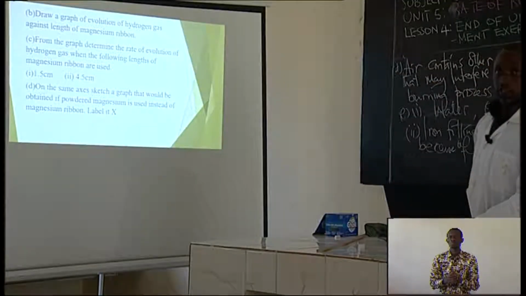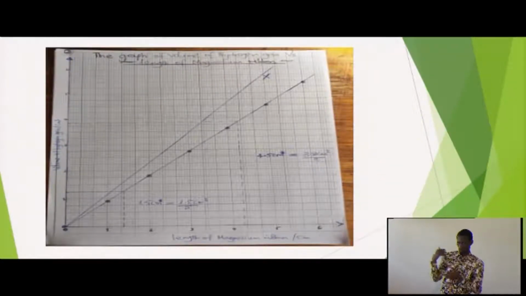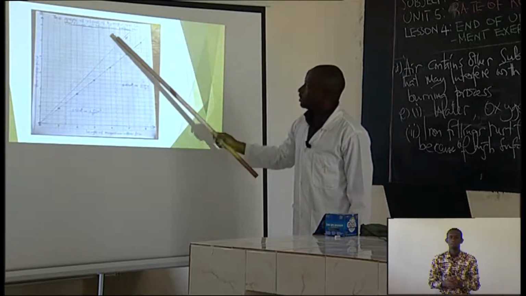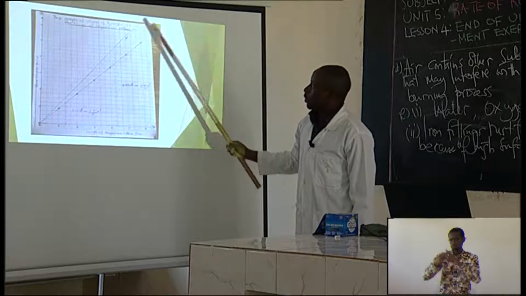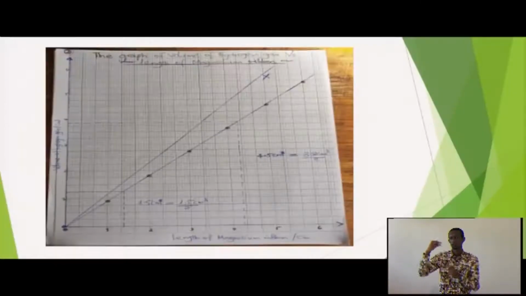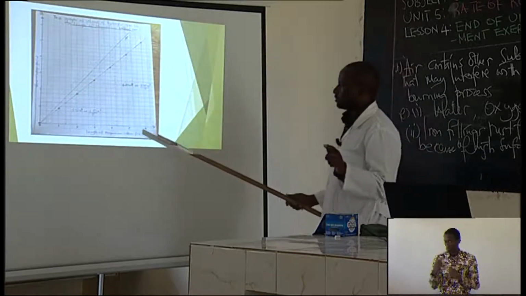So I've just tried to draw the graph for you. On this graph, this is the graph of the evolution of hydrogen gas against the length of magnesium ribbon. This is the graph. There are some things I want to talk about on this graph.